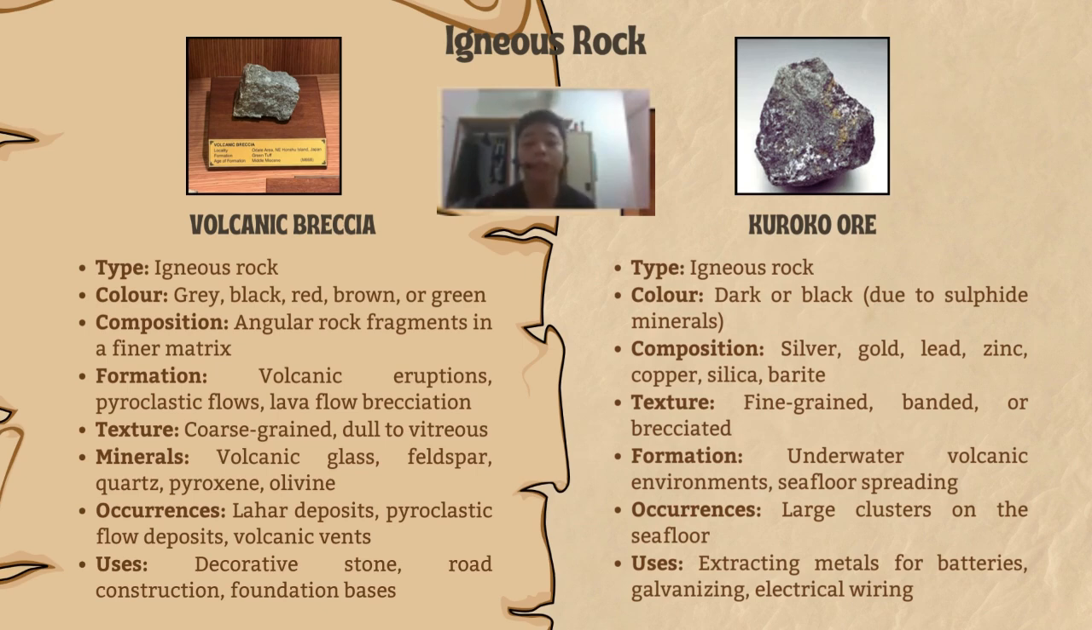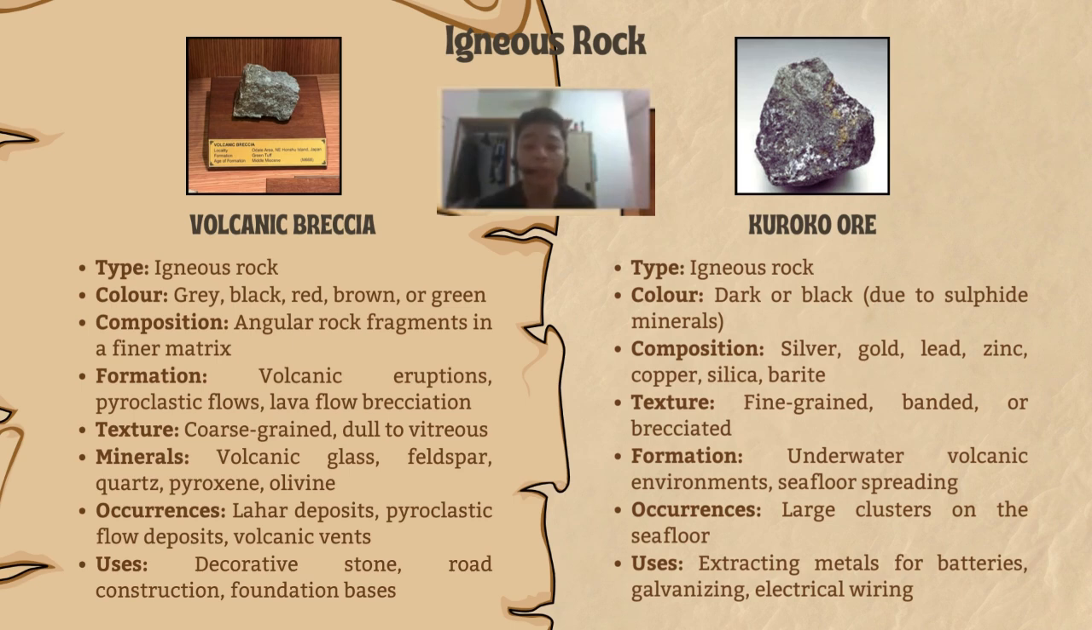It consists of angular rock fragments larger than 2 mm within a finer grained matrix formed through explosive volcanic activity such as volcanic eruptions, pyroclastic flows, and lava flow brecciation. Its coarse grain texture includes volcanic glass, feldspar, quartz, pyroxene, and olivine, and it can appear dull to vitreous depending on the amount of volcanic glass.